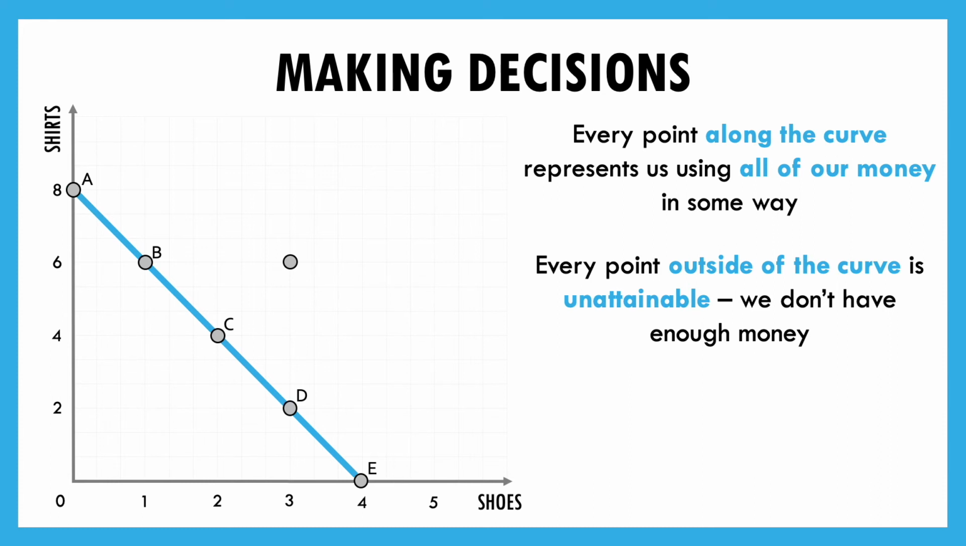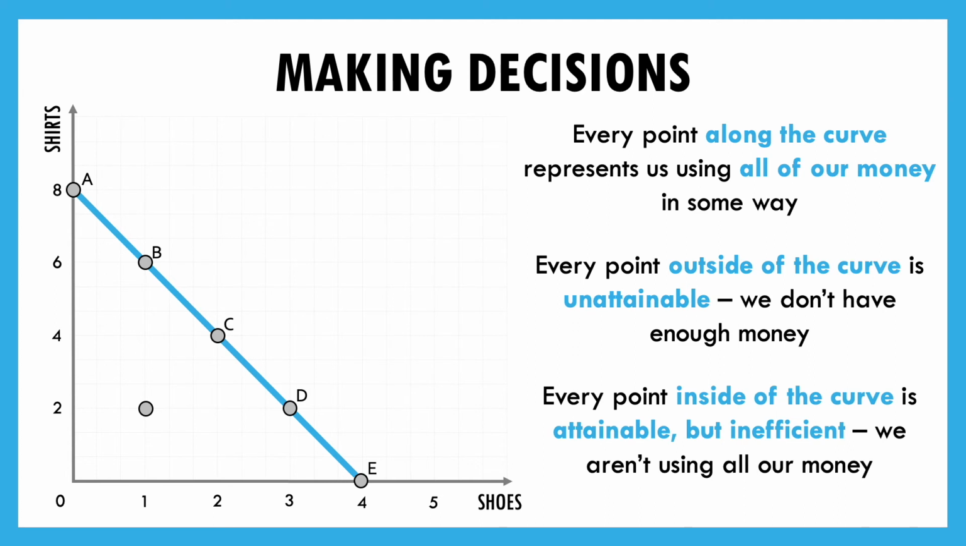Now, what if you got up to the cash register and you said, all right, I've found everything that I like, and what we have in my cart is 2 shirts and 1 pair of shoes. Well, are you spending all $240? Well, you've got two shirts at $30 apiece, so that's $60, plus another $60 pair of shoes. You've only spent half your money. You've only spent $120.